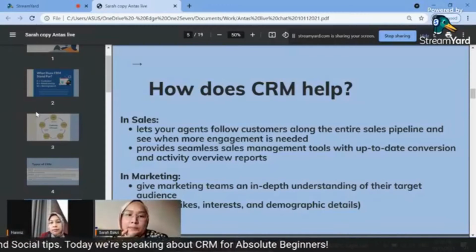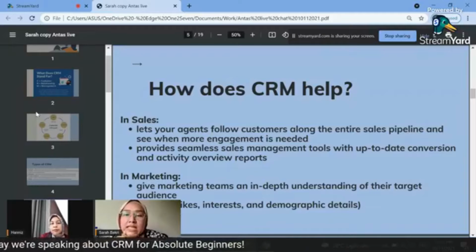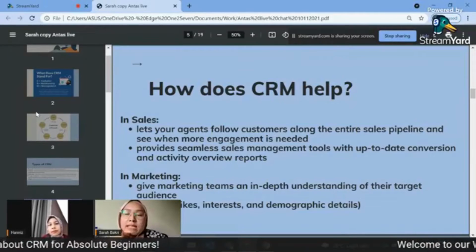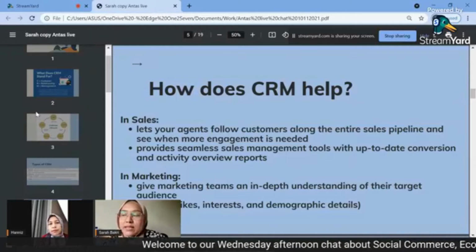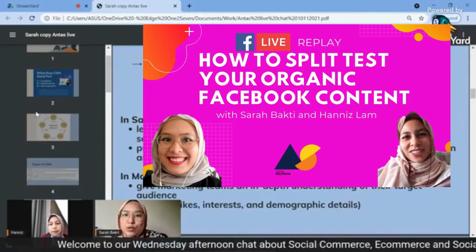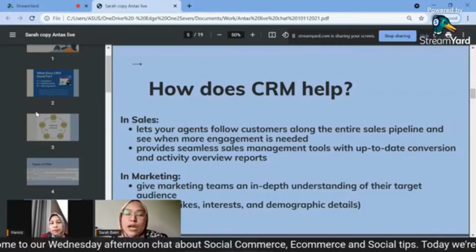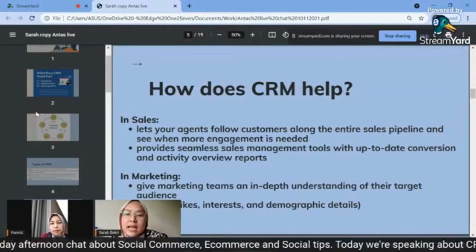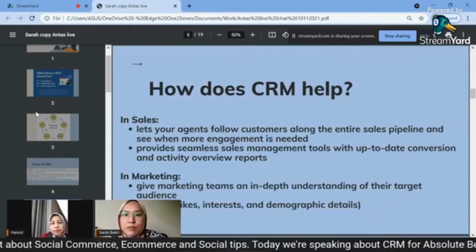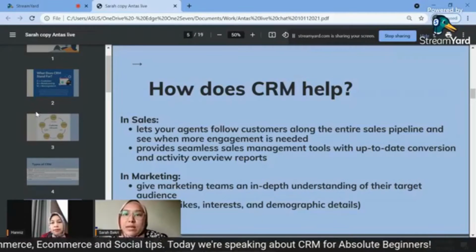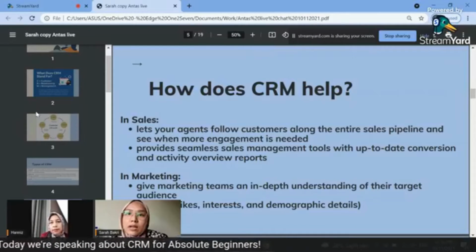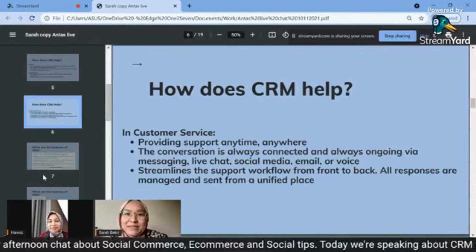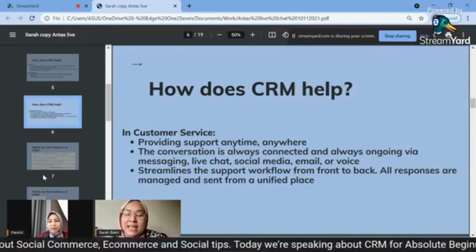Now in marketing, the CRM would give personalized information, and you could also do A/B testing, like what we explained, split testing in Facebook. You could also do that with CRM, so you could see which campaigns are performing better. Because in marketing, CRM would give you more understanding of your target audience.